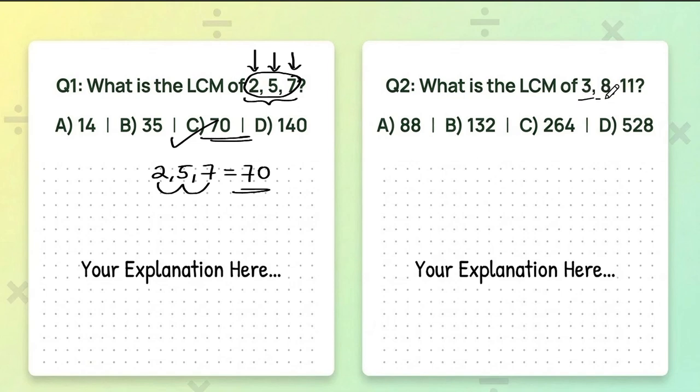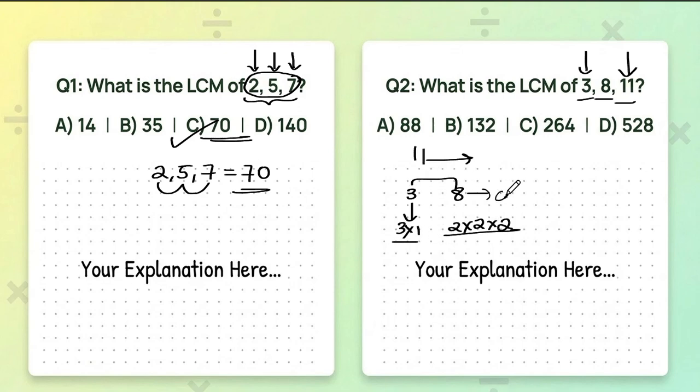What is the LCM of 3, 8 and 11? Here 11 is prime, 3 is prime. So let's keep 11 aside and look at the remaining numbers 3 and 8. 3 is a prime number, 8 is nothing but 2 into 2 into 2. So they are not sharing any common factor here. That means 3 and 8 are co-prime numbers. They are co-prime, that means just simply multiply. So 3 into 8 is what? 24. Now multiply this 24 with the remaining prime number 11.